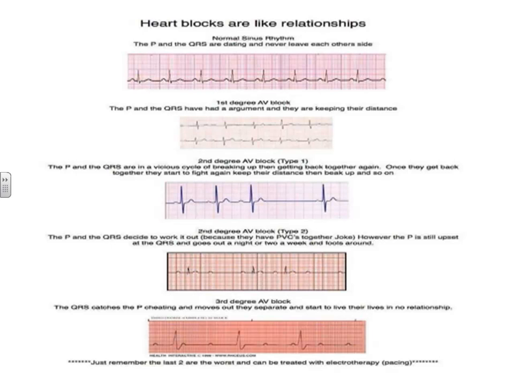And then your third degree, the QRS catches the P wave cheating, and moves out, and they separate, and they're divorced. There's no relationship. That's the way I've always learned third degree is a divorce. They are completely separate, doing their own thing.